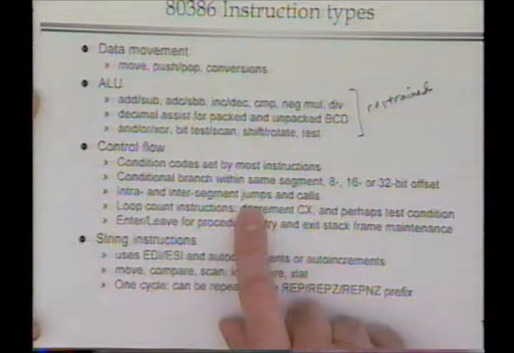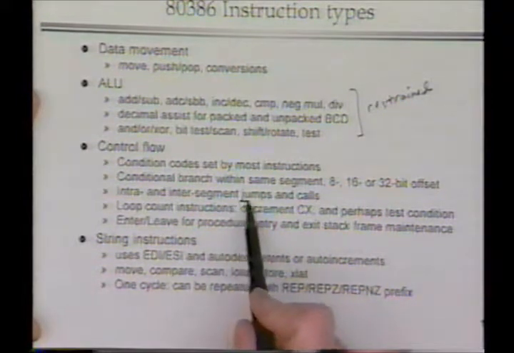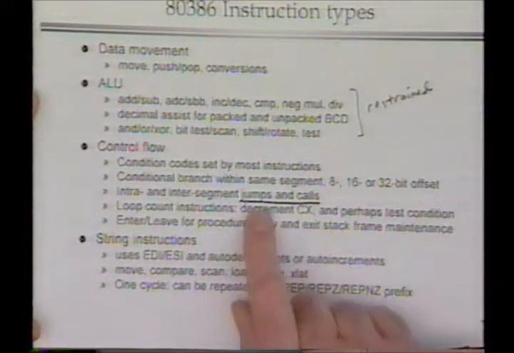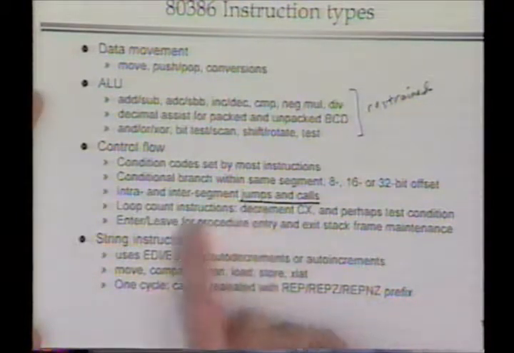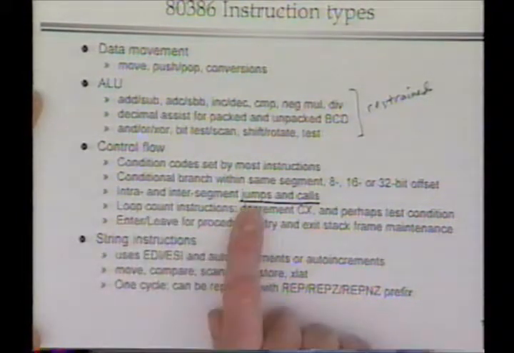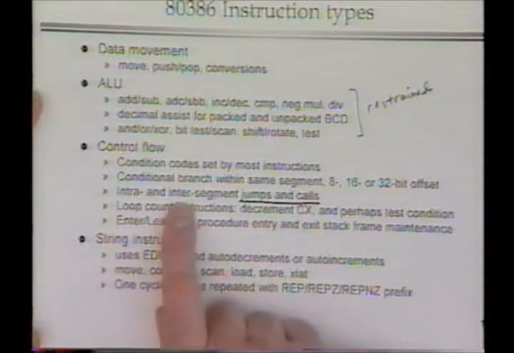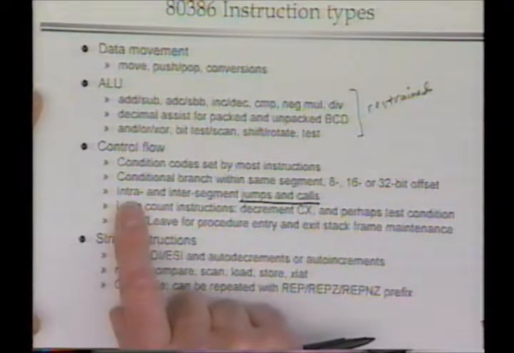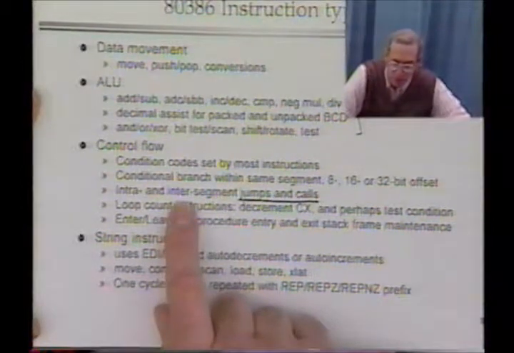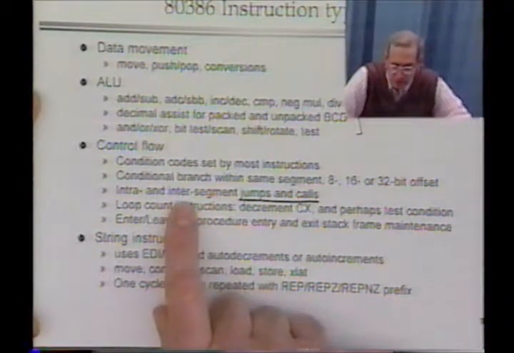Because of the segmentation, jumps and calls have to be allowed to not only change the offset of the instruction pointer, but also have to be able to change the segment number. So in fact, there are different kinds of jumps and calls for intra and intersegment jumps. Intra-segment meaning within the same segment, and intersegment meaning to a different segment where you have to change the segment number.